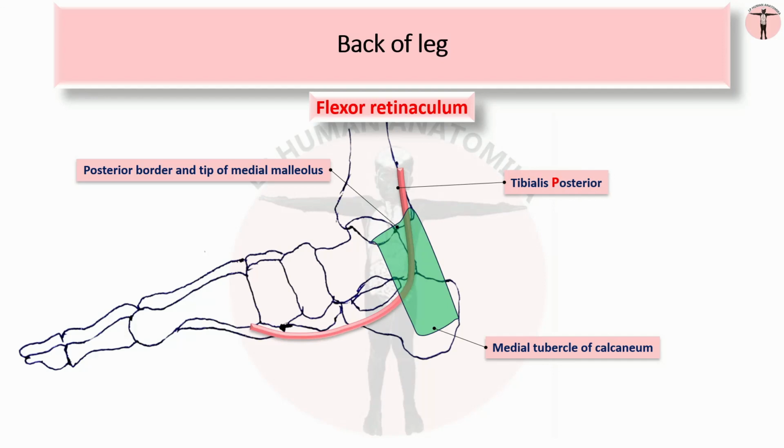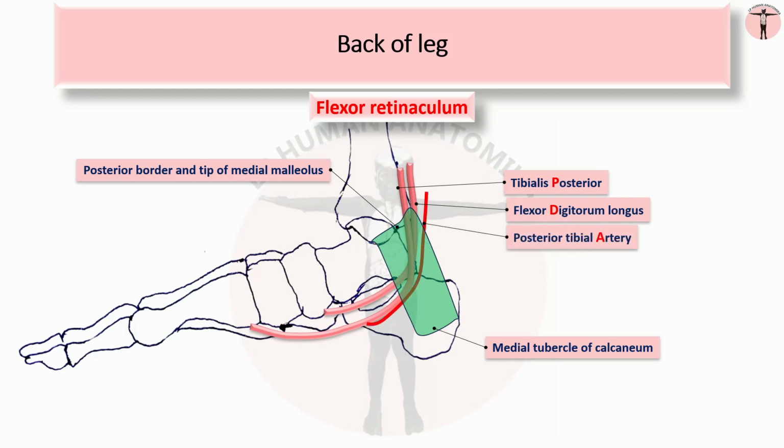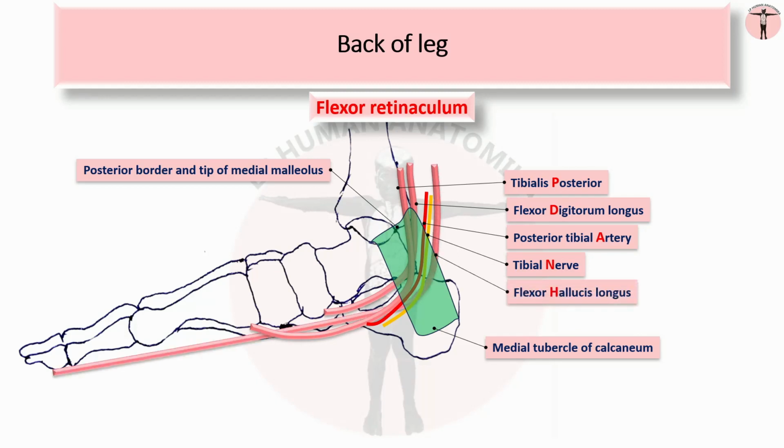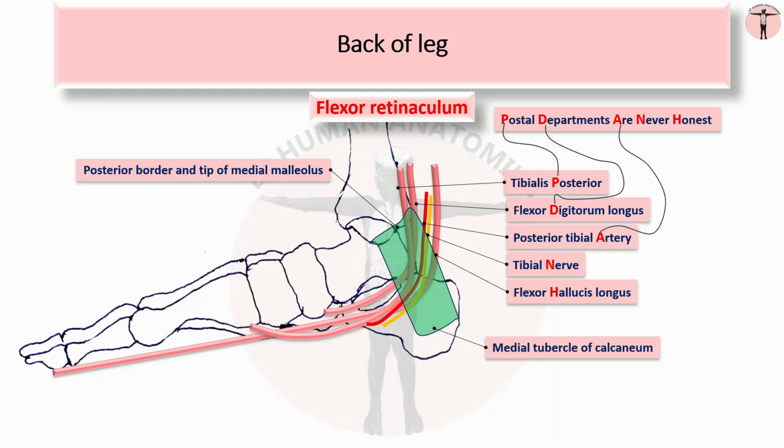Tendons of tibialis posterior, flexor digitorum longus, posterior tibial artery, tibial nerve and tendon of flexor hallucis longus. The mnemonic to remember the structures passing deep to flexor retinaculum is: Postal Departments Are Never Honest. P stands for tibialis posterior, D for flexor digitorum longus, A for artery, N for nerve and H for flexor hallucis longus.